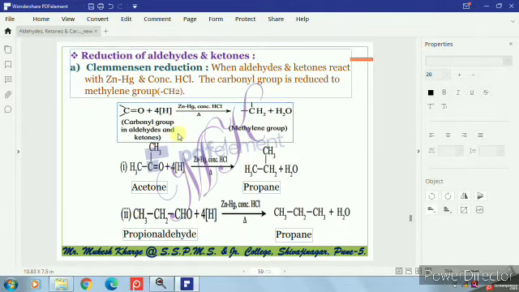Okay, so that is normal oxidation. Normal reduction, we already discussed in the preparation of alcohol. So here we discuss only specific reduction. When aldehyde and ketones react with ZnHg in presence of concentrated HCl, that is zinc amalgam in presence of concentrated HCl, the CO, that is the carbonyl group, gets reduced to a methylene group, CH2 group.